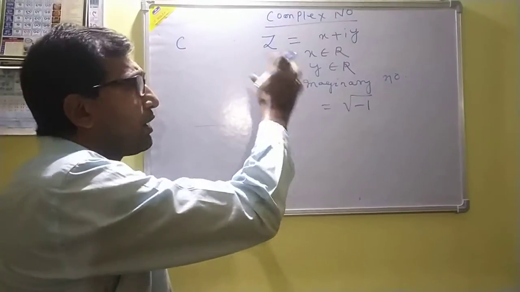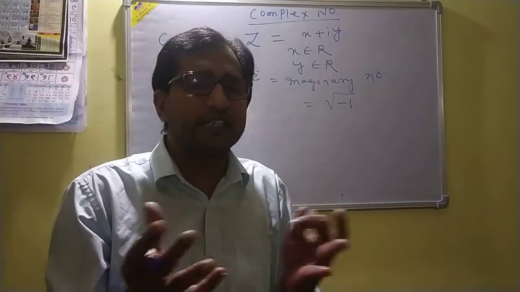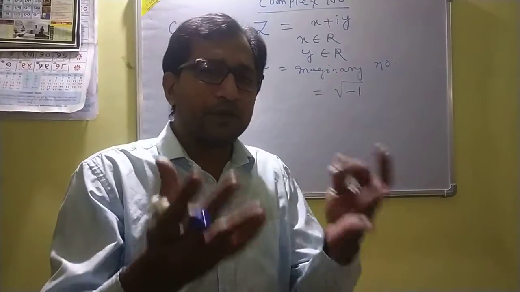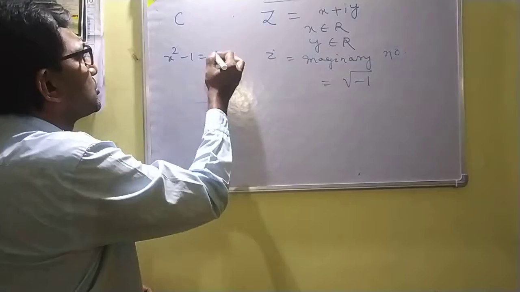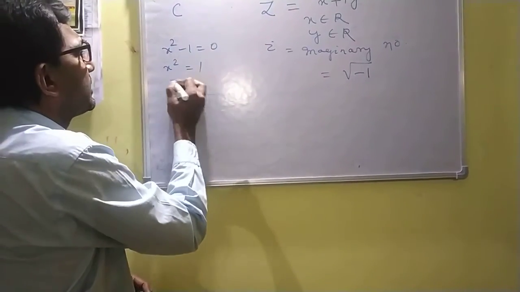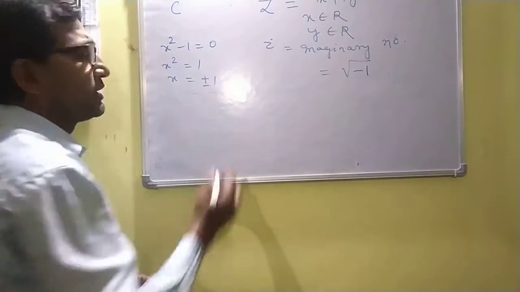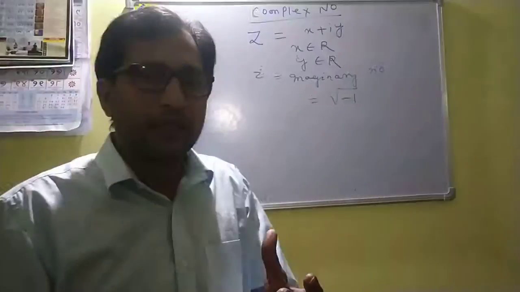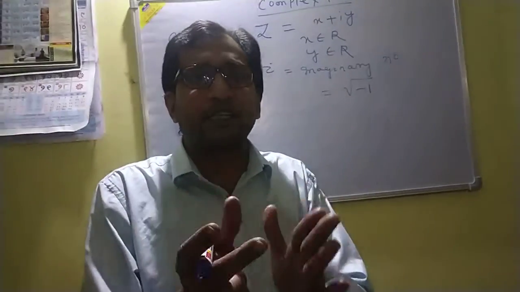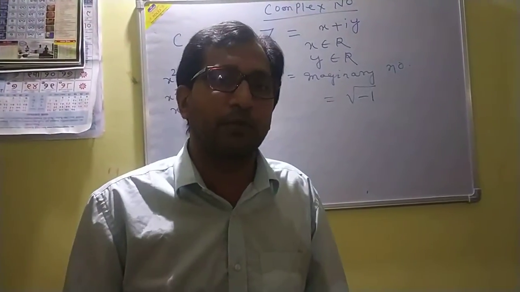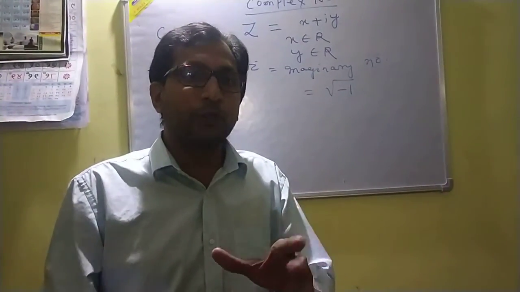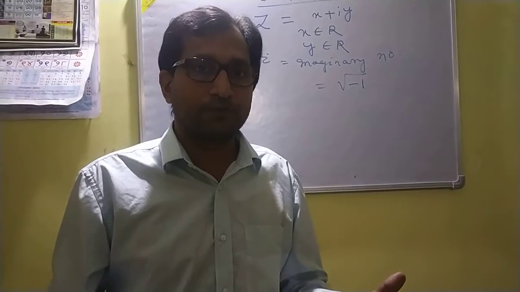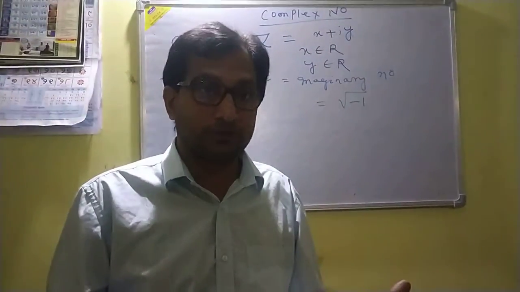Now, how is the complex number coming, where is it coming from? Everybody knows the quadratic equation, x square minus 1 equal to 0, x square equal to 1, x equal to plus minus 1. You see, real numbers. In so many quadratic equations, the results are real numbers. But some quadratic equations are there where you will get complex roots, which are not solved in real numbers.